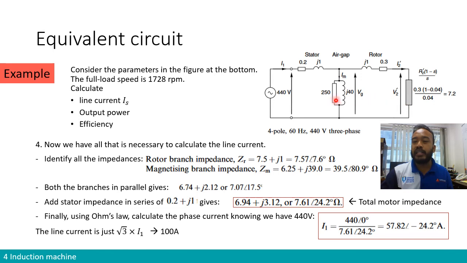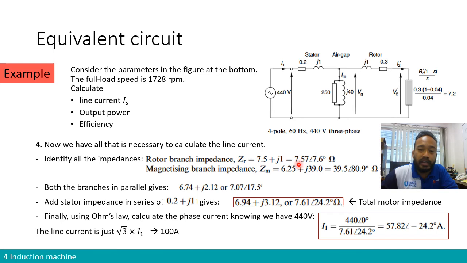So we can do the calculation in parallel, and then therefore we can deduce what is the current in I1. So let's have a look at it. First, identify the impedance. Impedance of rotor is basically J1 plus 0.3 plus 7.2. So we get 7.5. Here we get the resistive part 0.5 and the reactance part is J1.